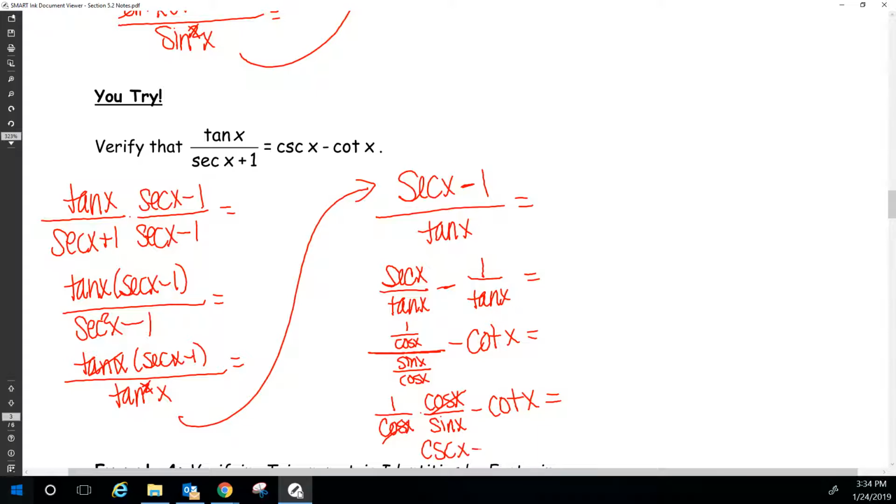That's cosecant x minus our cotangent x, and that's where we were trying to get to.